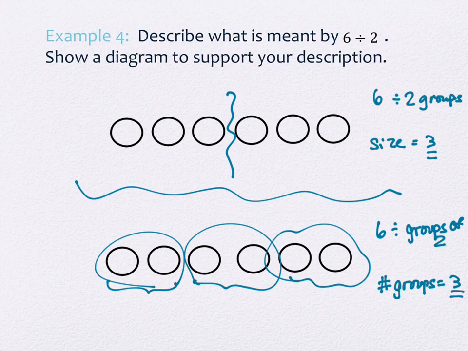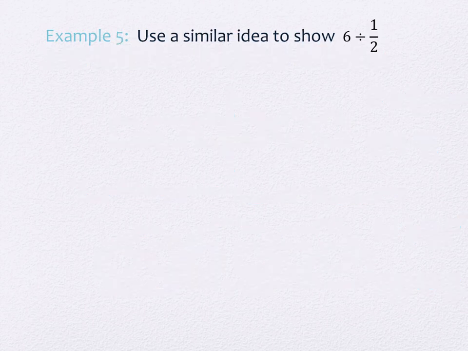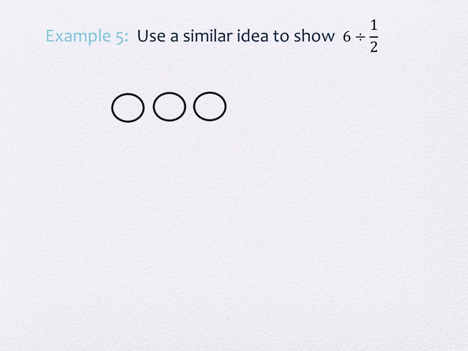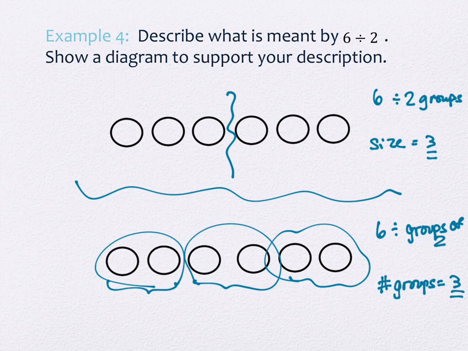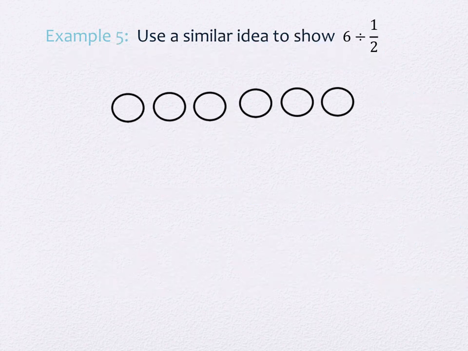Okay, so here's what happens when we're looking at division by a fraction now. Now we're talking about 6 divided by 1/2. Well, let's get our 6 on here again. If I were looking at option number 1, which says I need to divide it into 2 groups, I would be asking you to divide this into 1/2 groups.